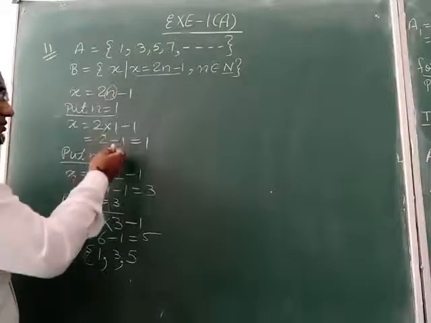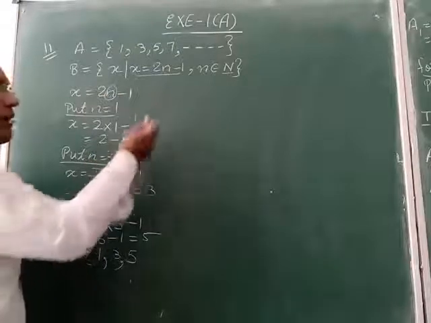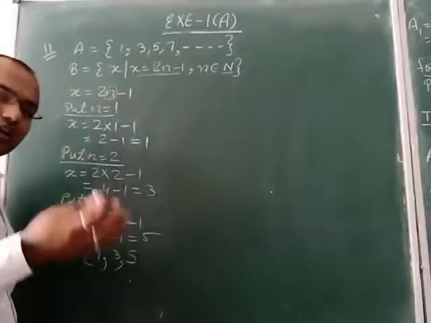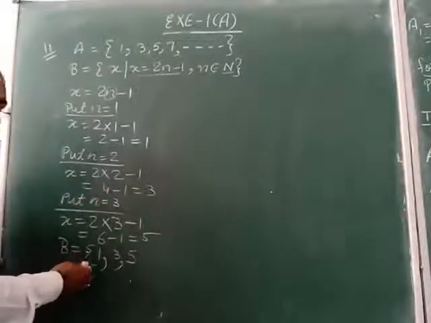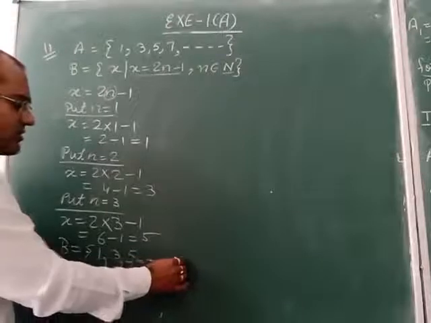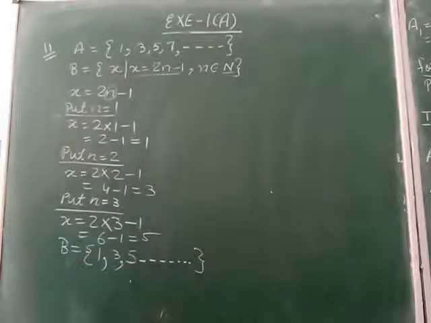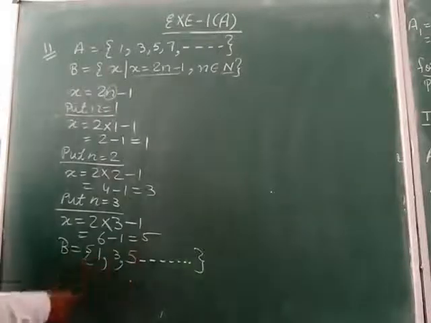Here n value is 1, n is 2, n is 3. But up to which value of n we have to write, it is not given in the question. That means n values are infinite. So answer of B will also be infinite. So now this is a set B in the roster form or tabular form you can call it. Now set B we had written in the roster form.